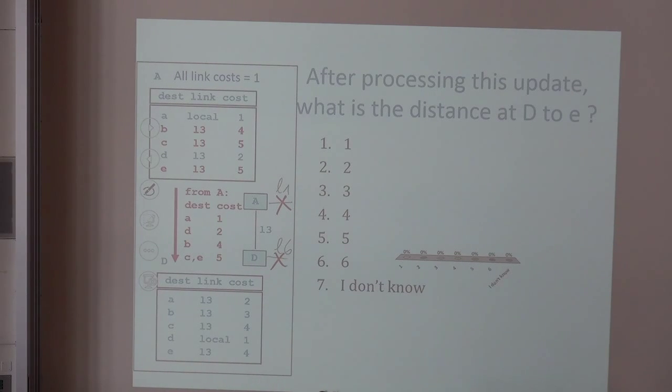Well, more exactly, what will happen if we continue the simulation here for this update? What will D do, or more precisely, what will be the distance computed at D for distance E?